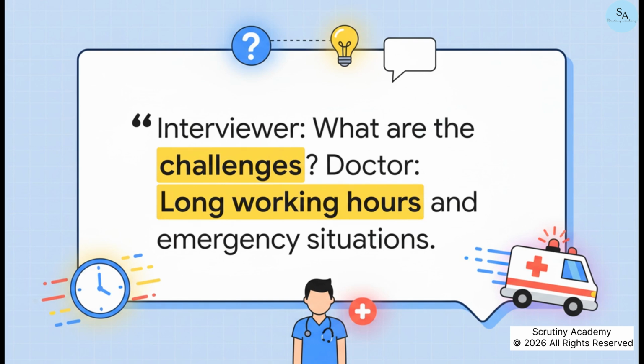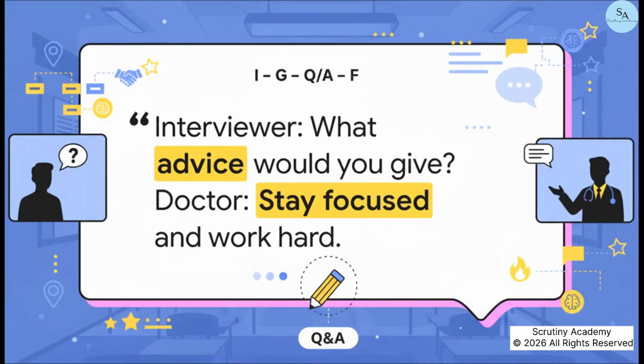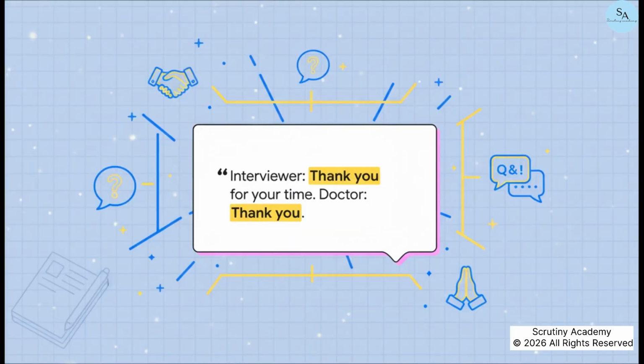Makes sense, right? Now, to make sure we hit our goal of 5 to 6 exchanges, let's add another one. Asking for advice is a classic interview question, and the doctor's reply is totally fitting and motivational. See how this conversation is actually taking shape? And this brilliantly illustrates our final step. After our questions and answers, we just close it out with a simple, formal thank you from both sides. Thank you for your time. Thank you. And boom, the interview is done, perfectly following our formula.